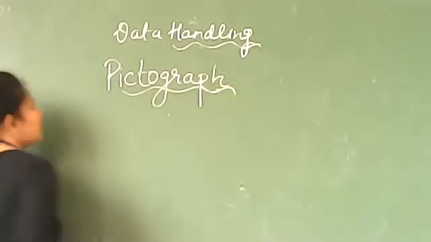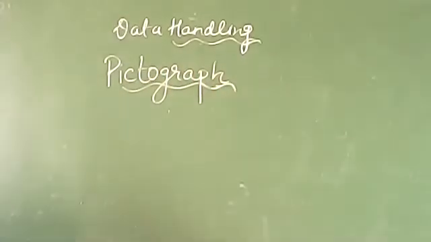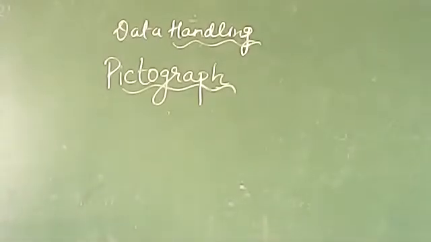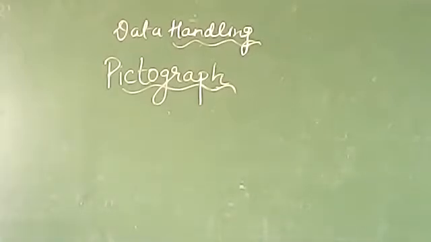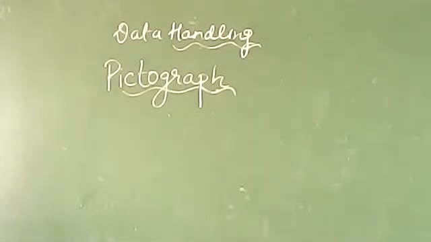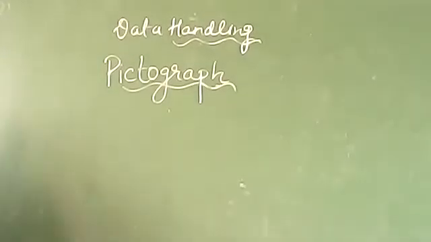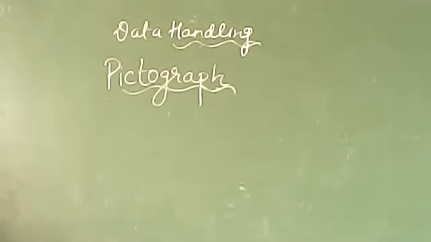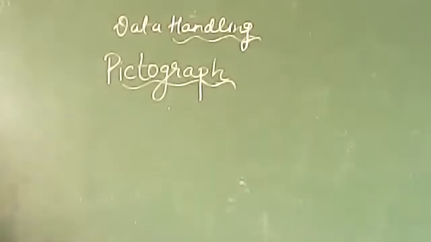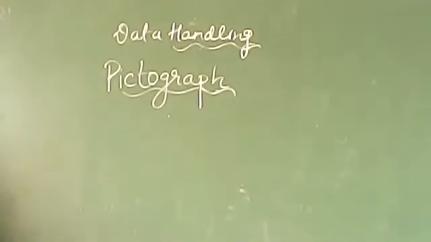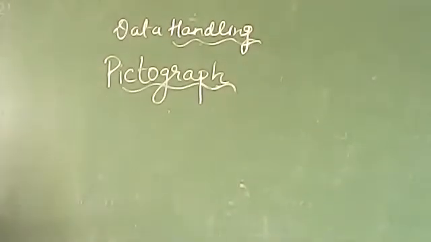Pictograph. Now remember students, pictograph means when you show the data in the form of pictures, we call it pictograph. Remember, data can be represented in the form of numbers, which you know, but data can be represented in the form of pictures as well. So when you present the data in the form of pictures, we call it pictograph.